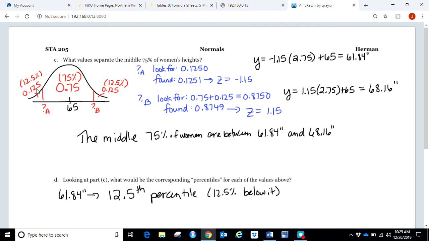So then our 68.16 inches, how much was below it? The 75% plus that 12.5%. Notice that math we had to do here. So this actually gives us our answer. This is actually the 87.5 percentile, because there's 87.5% below it.